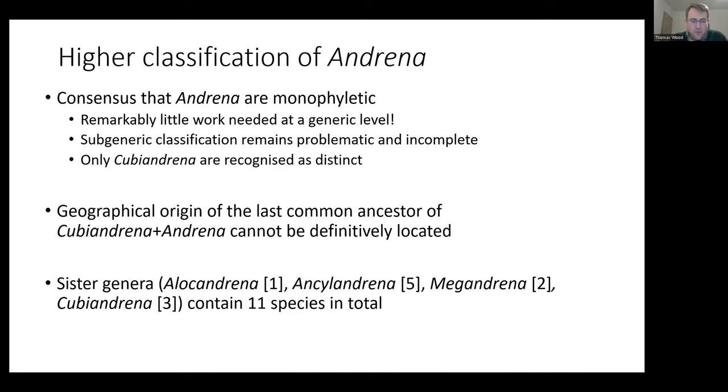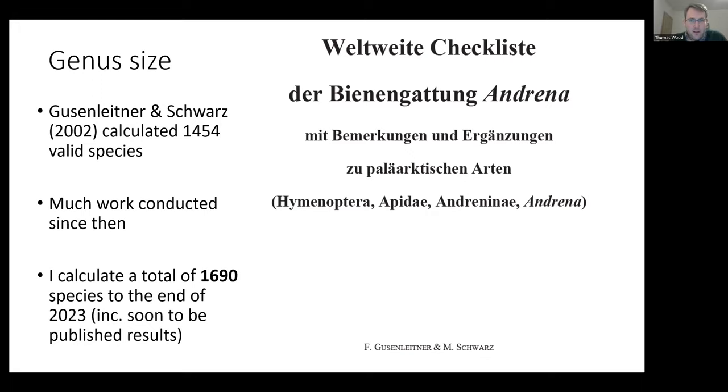And all of the sister genera to Andrena are very species poor. There are four sister genera containing 11 species in total, which stands in extremely stark contrast to Andrena itself. This is the most comprehensive work totaling the number of species in Andrena. This is the work of Gusenleitner and Schwarz that was published in 2002, so just over 20 years ago. And they calculated a total of 1,454 species of Andrena. They published an update in 2005, and a very large amount of work has been done since then.